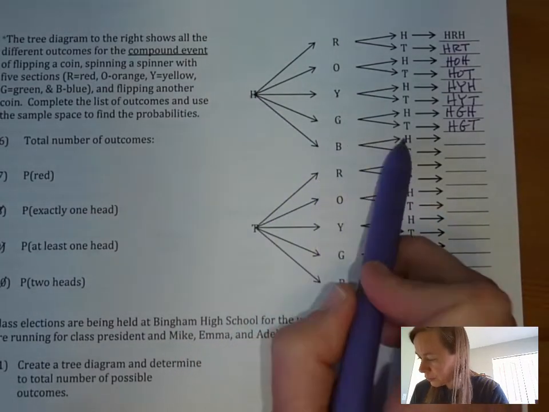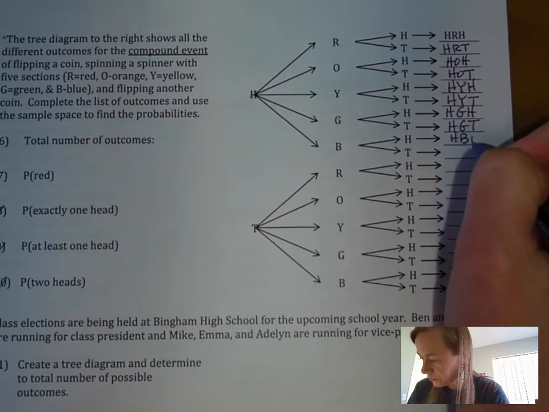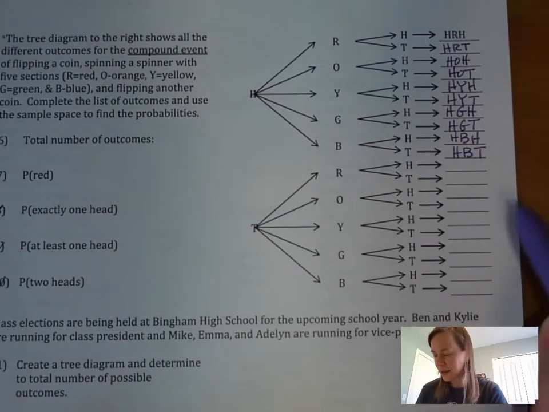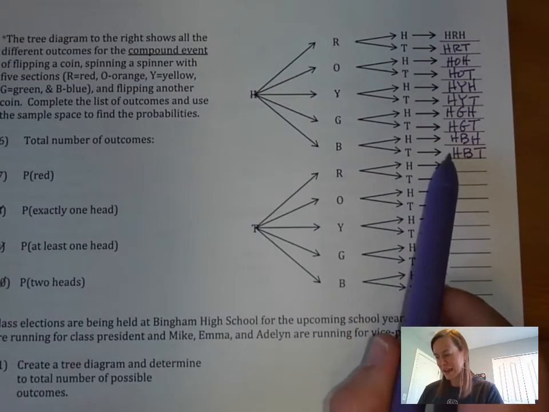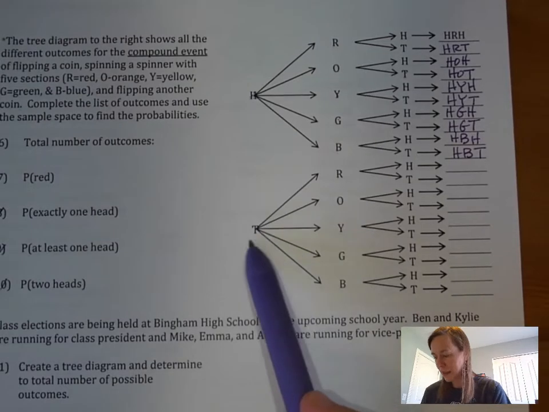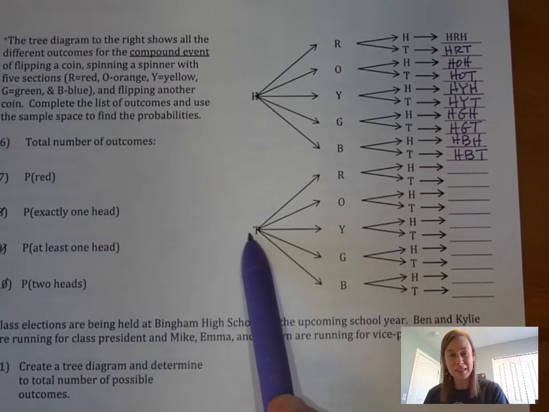Heads, blue, heads. And then heads, blue, tails. So you kind of have a pattern here. You notice that they're all starting with H's, right? But that's about to change because we're halfway through and we're going to start off now with what if the first flip was a tails.